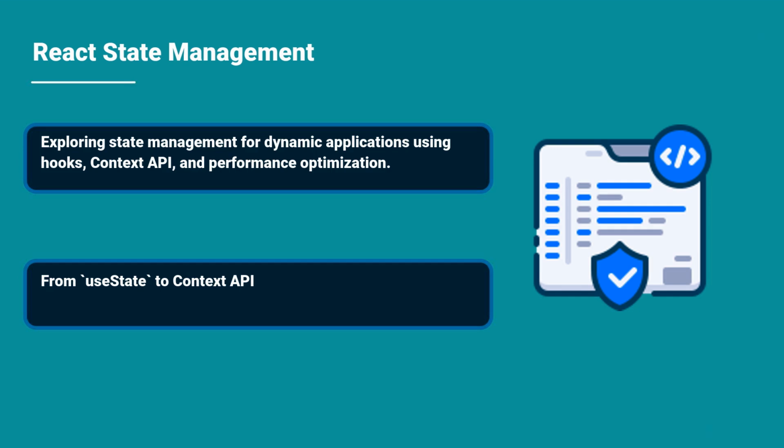We navigated through the Context API as a solution to prop drilling, enabling state to be shared across the component tree seamlessly. Finally, we touched on optimizing performance with hooks like useMemo and useCallback, ensuring our applications run smoothly.